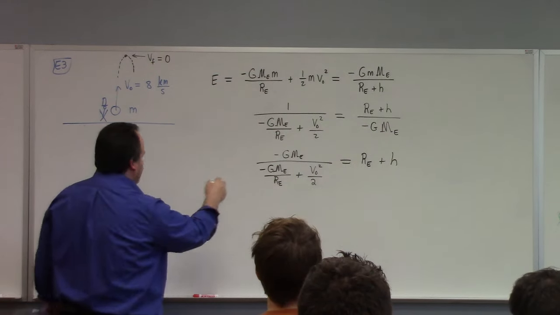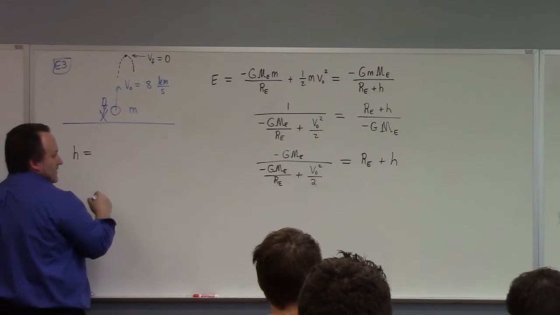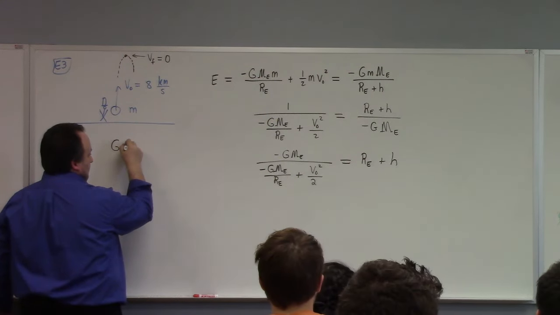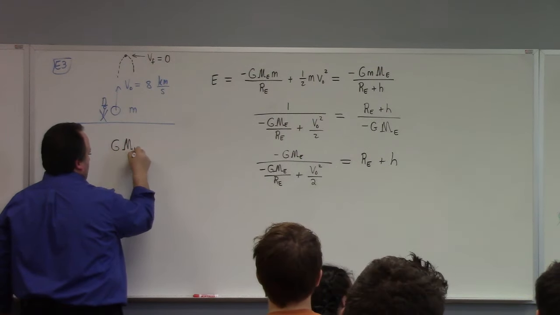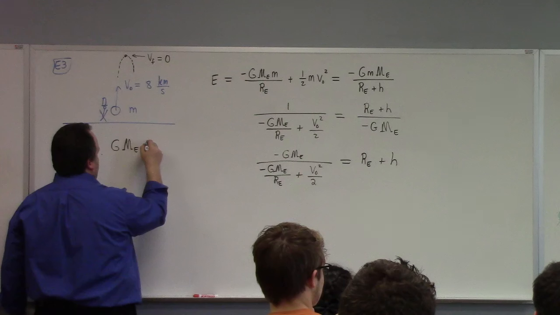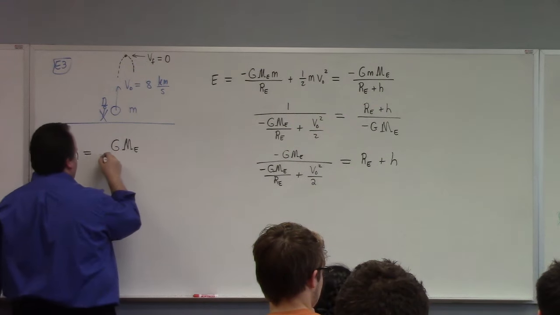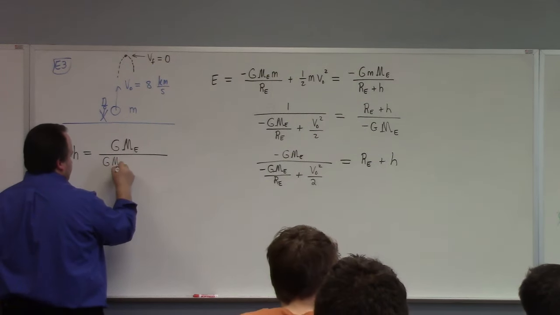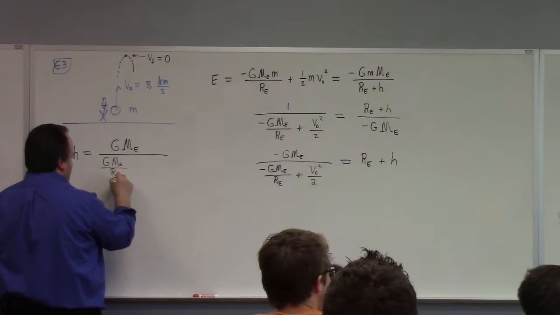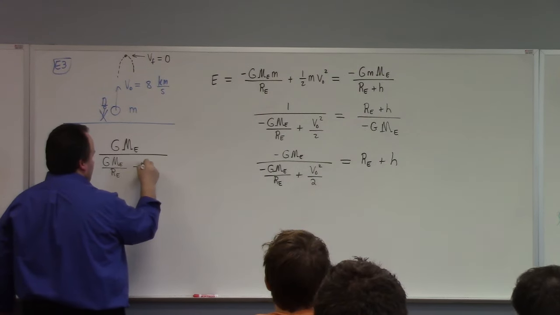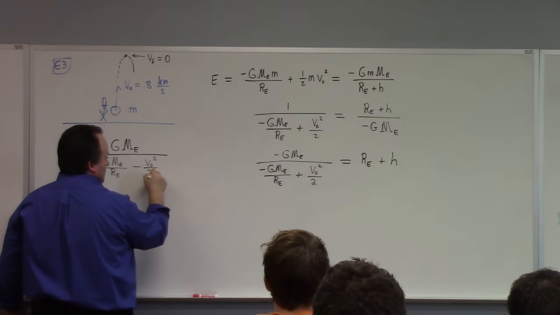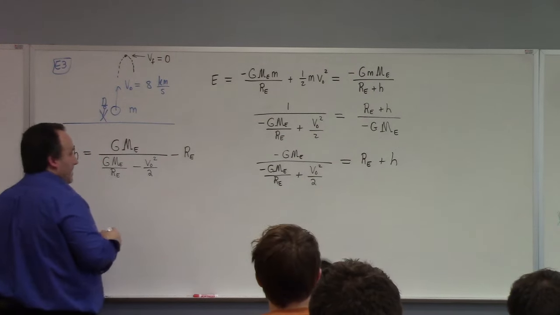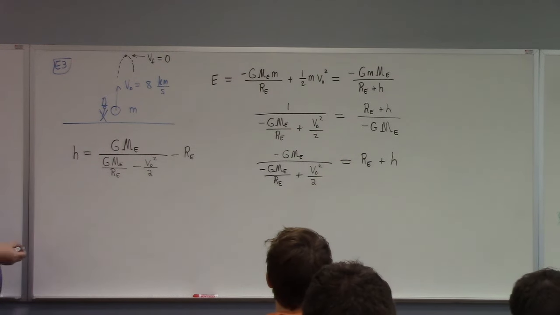So obviously h is equal to what? h is equal to, apparently, G times the mass of the Earth times the radius of the Earth. Well, we can leave it like it is or try to simplify it. I guess I'll just leave it like it is. I'm going to put a minus through it, though. G M_E divided by the radius of the Earth minus v naught squared over 2, minus the radius of the Earth. So that should be my h. So let's work it out. What does that work out to?